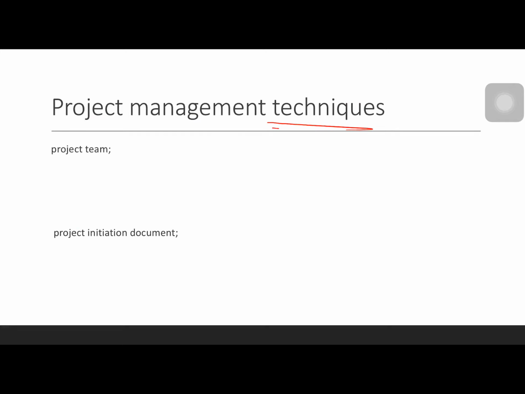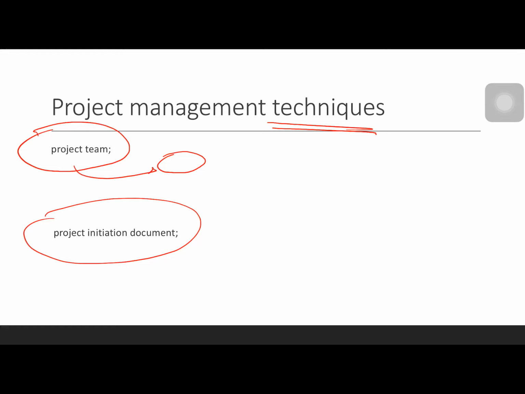Project management techniques. This is not a project management class, so we are discussing them very briefly. In a project, you need to have a project team. You need a project leader, and people who are working towards that project. Let's assume you're going to launch a new product. You need to do market research, develop a brand, and do pilot testing. Everywhere you require your team members. We call this the project team.